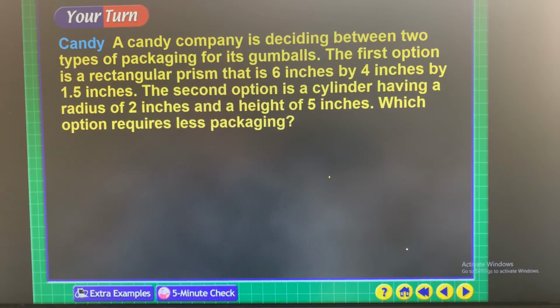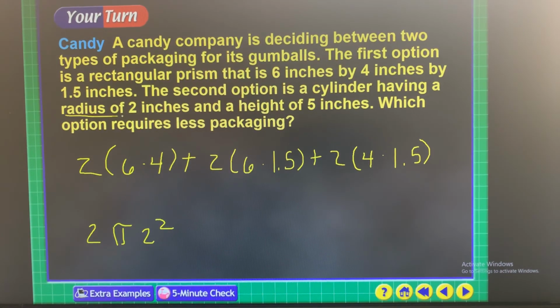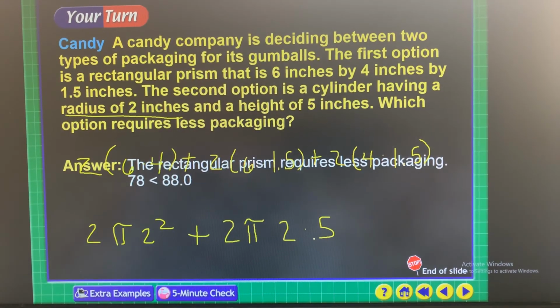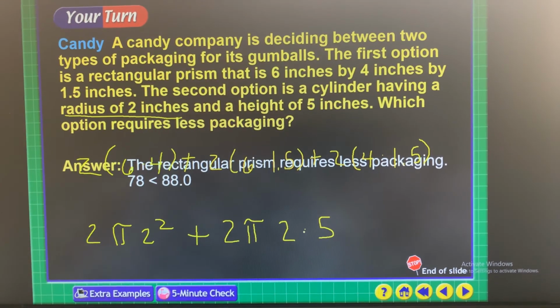And then we do it again. So to try the first option is a rectangular prism. Again, that's 2 times 6 by 4 plus 2 times 6 by 1.5 plus 2 times 4 times 1.5. I just used all the combinations. And then your 2 pi 2 squared, because here's your radius, plus 2 pi r h. And you would find out that the rectangular prism this time requires less packaging. So you would choose that one. Pretty easy.